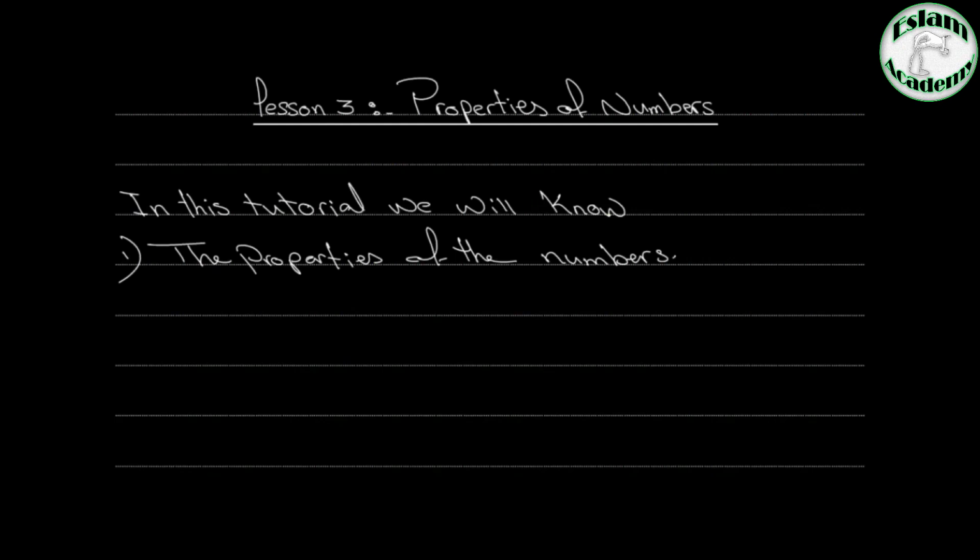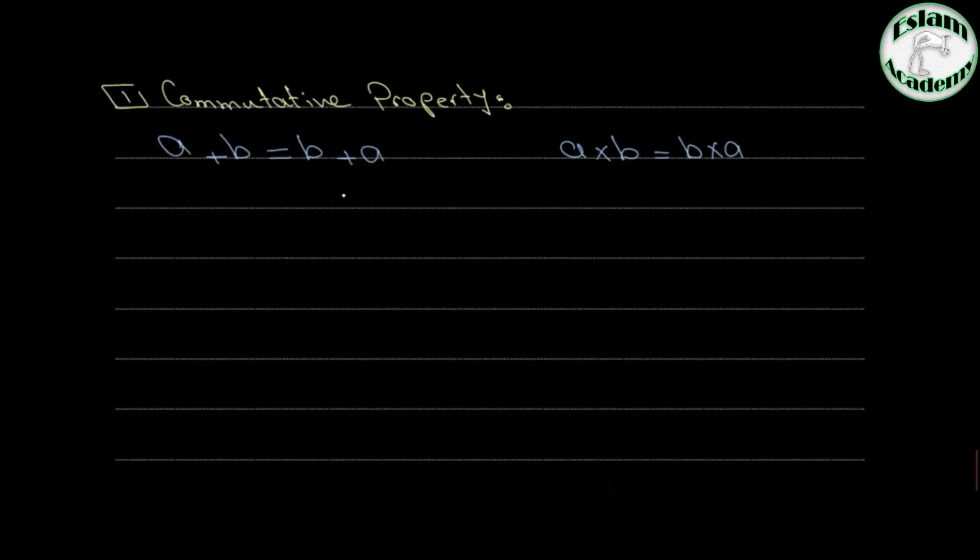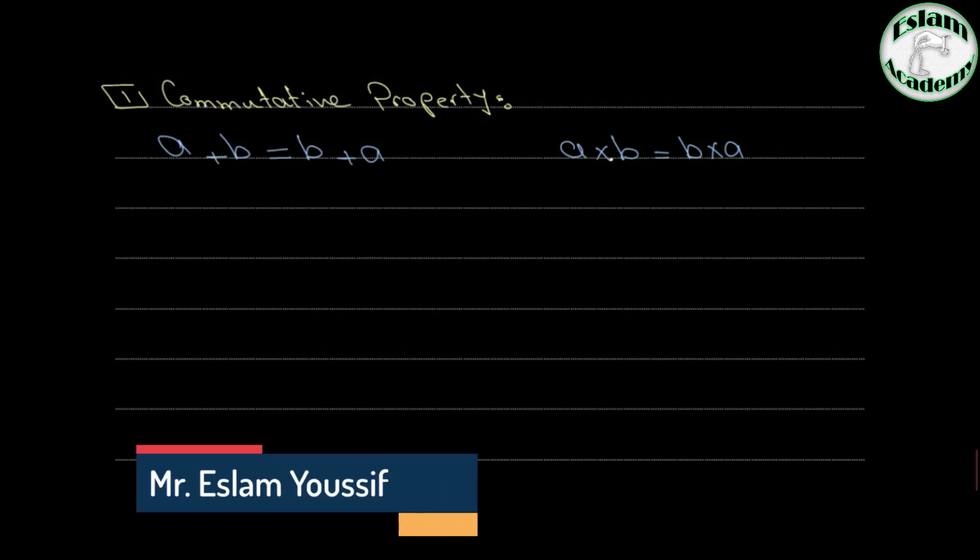In this tutorial we'll know the properties of the number. The first property for the number is the commutative property, which is a plus b equals b plus a. If you change the order of the number in adding or multiplication, the result will be the same.